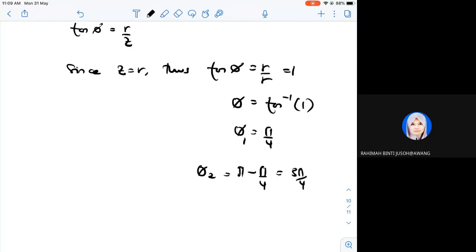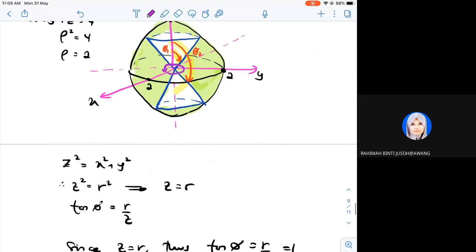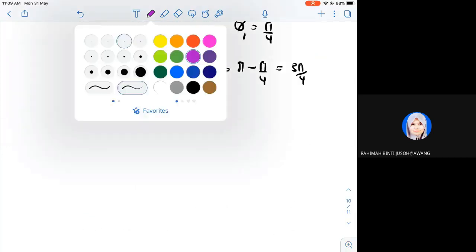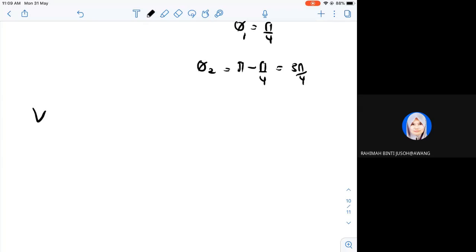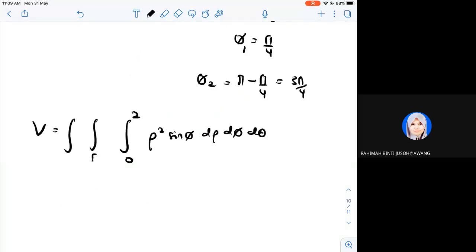So that's settled. Okay. And then as I mentioned earlier, for angle theta, it goes from here all the way around. You see it goes all around, right? So from 0 until 2 pi. Alright, so therefore the volume should equal the triple integral of rho squared sin phi d rho d phi d theta. So rho from 0 until 2 as before, and then phi from pi over 4 until 3 pi over 4, and then theta from 0 until 2 pi.